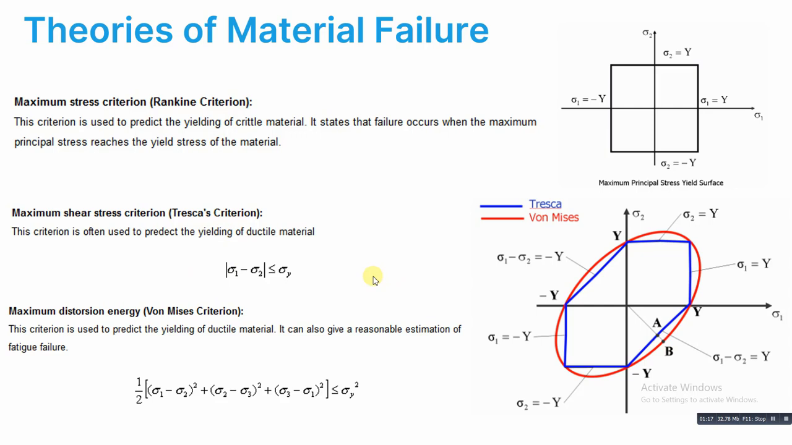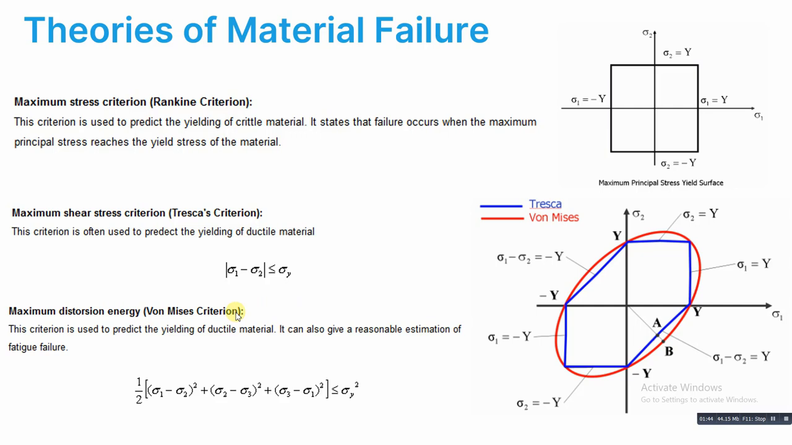However, each has generated its own shape of the yielding surface. Tresca, for example, depends on sigma 1 minus sigma 2 being less than or equal to sigma yield, the yield stress, while sigma 1 minus sigma 2 is a deviatoric term of the stresses. So both Tresca and von Mises ignore the hydrostatic term of the stresses. Okay, so the other criterion here for ductile material is von Mises.